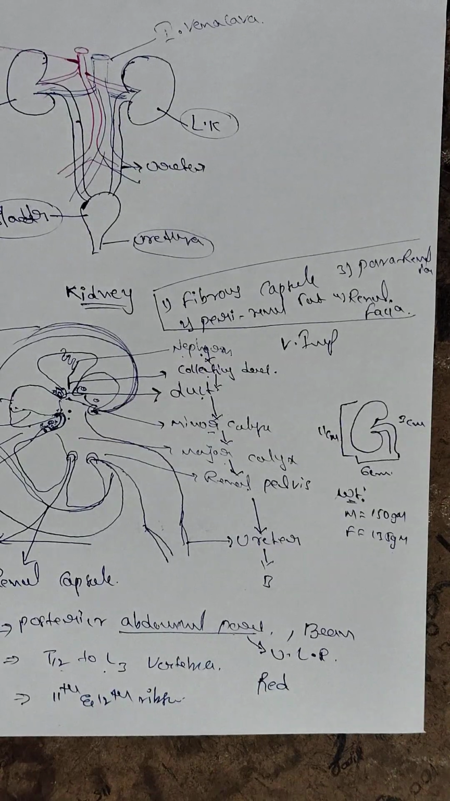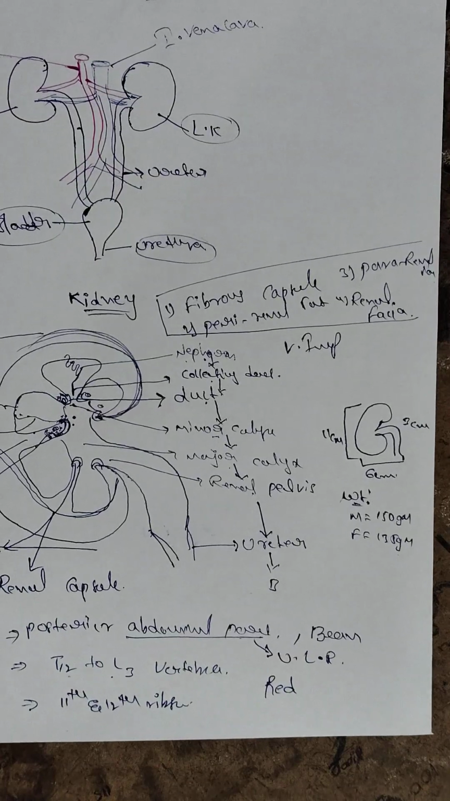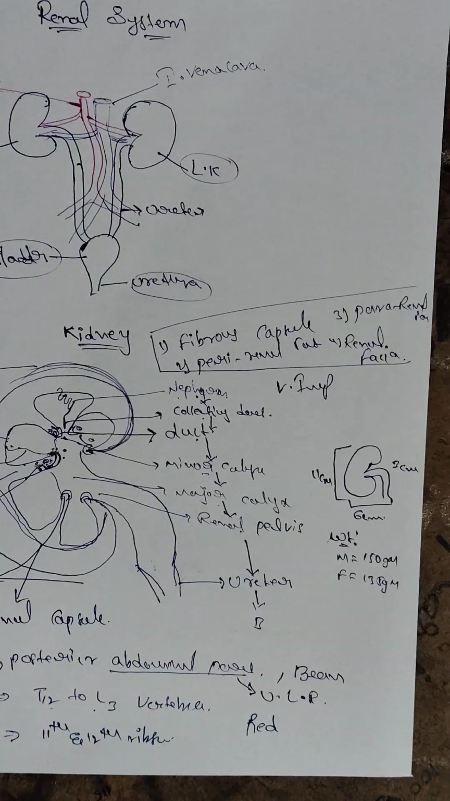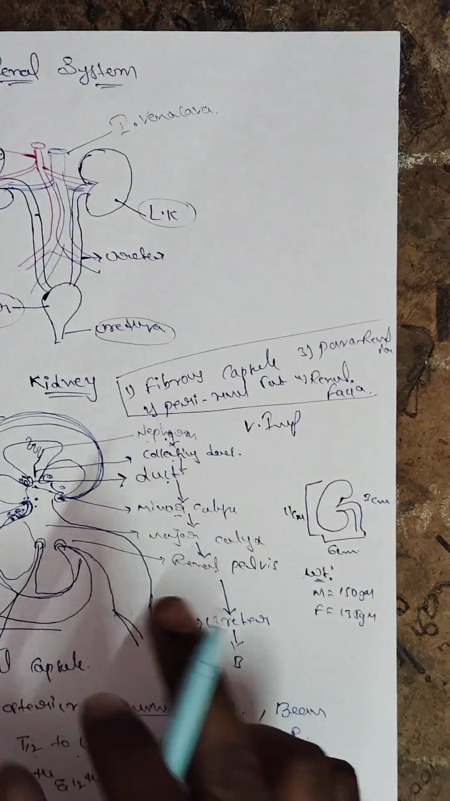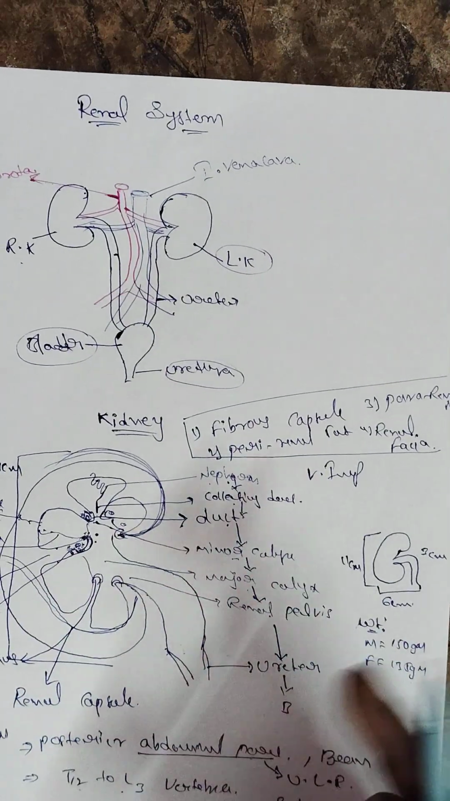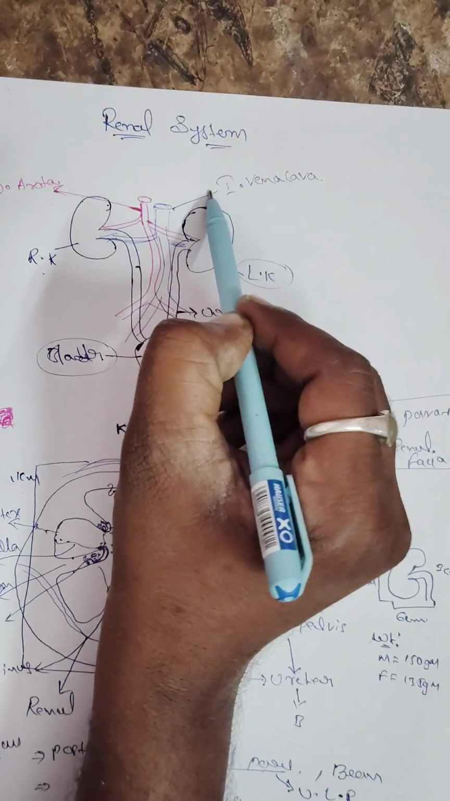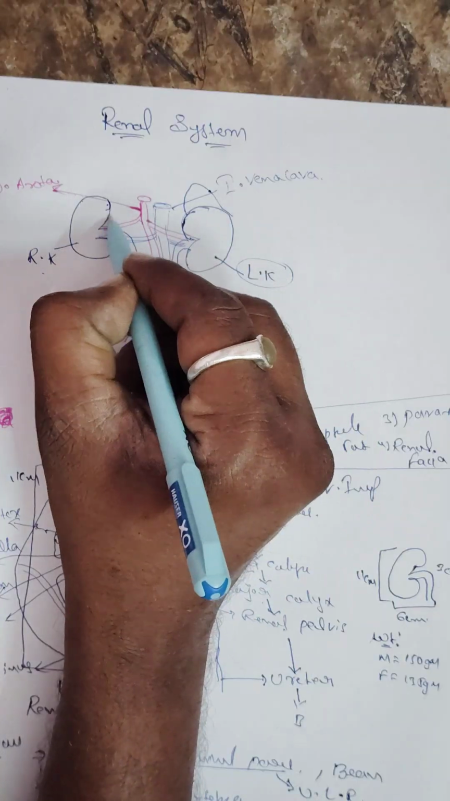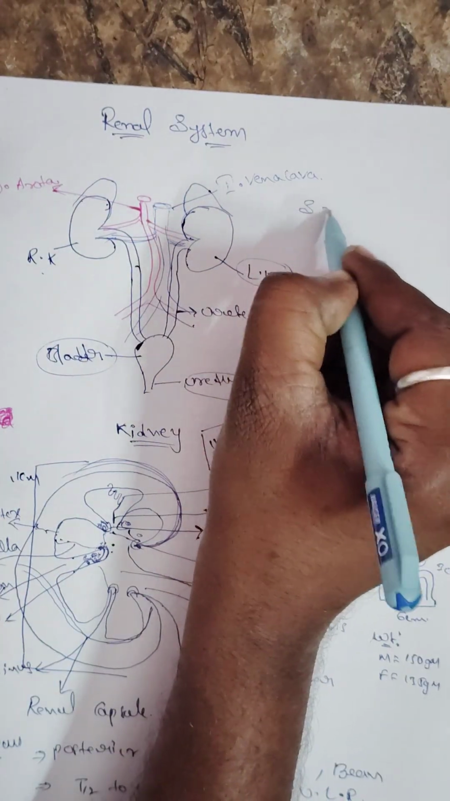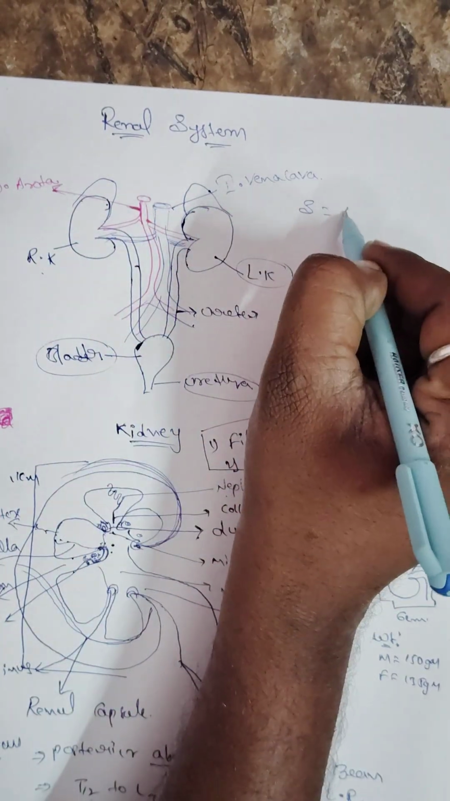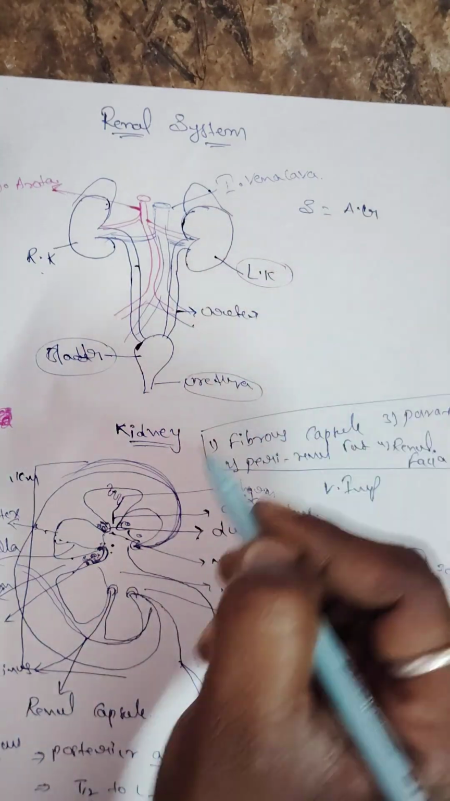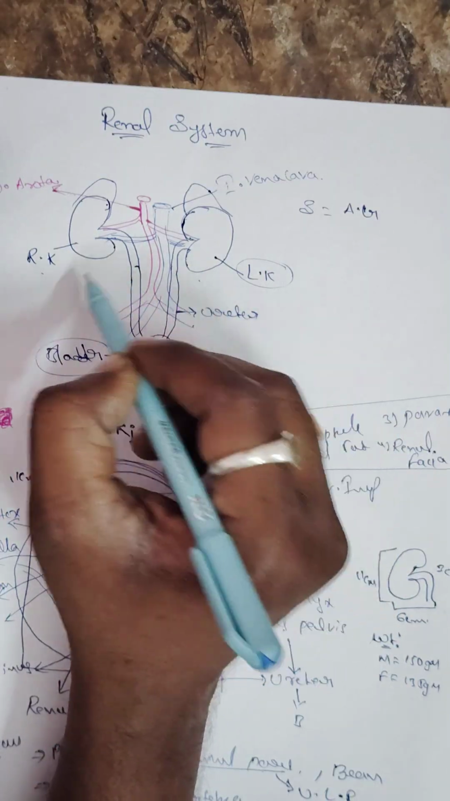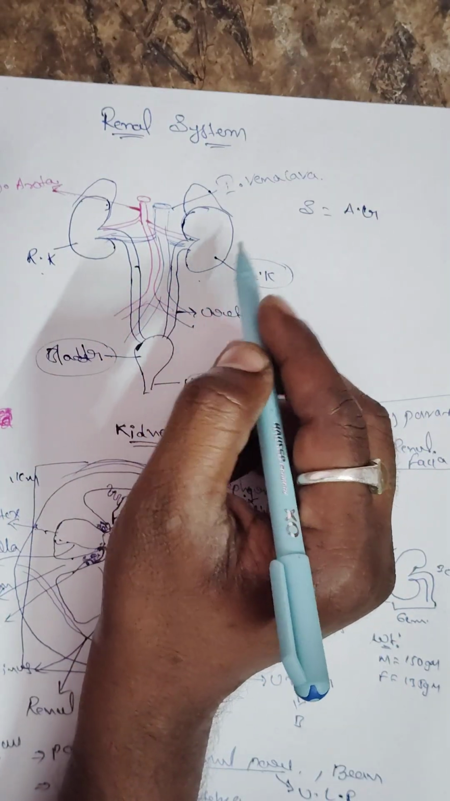And the next point: these kidneys are associated with several parts. What are their parts? Just check this. Superiorly, meaning the top of the kidney, one gland is present. So here the first one is the superior. Which gland is present? That is called the adrenal gland. The adrenal gland is present.